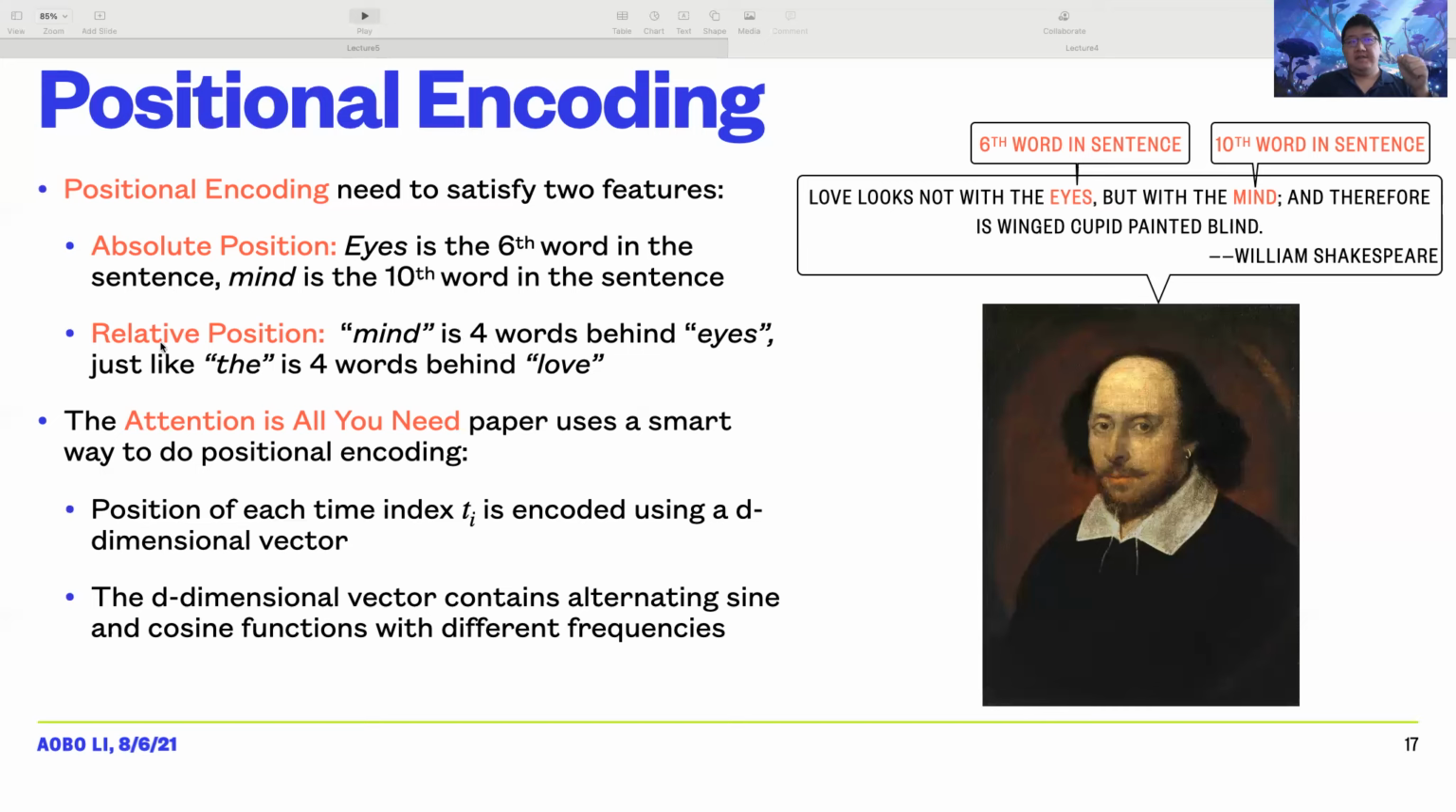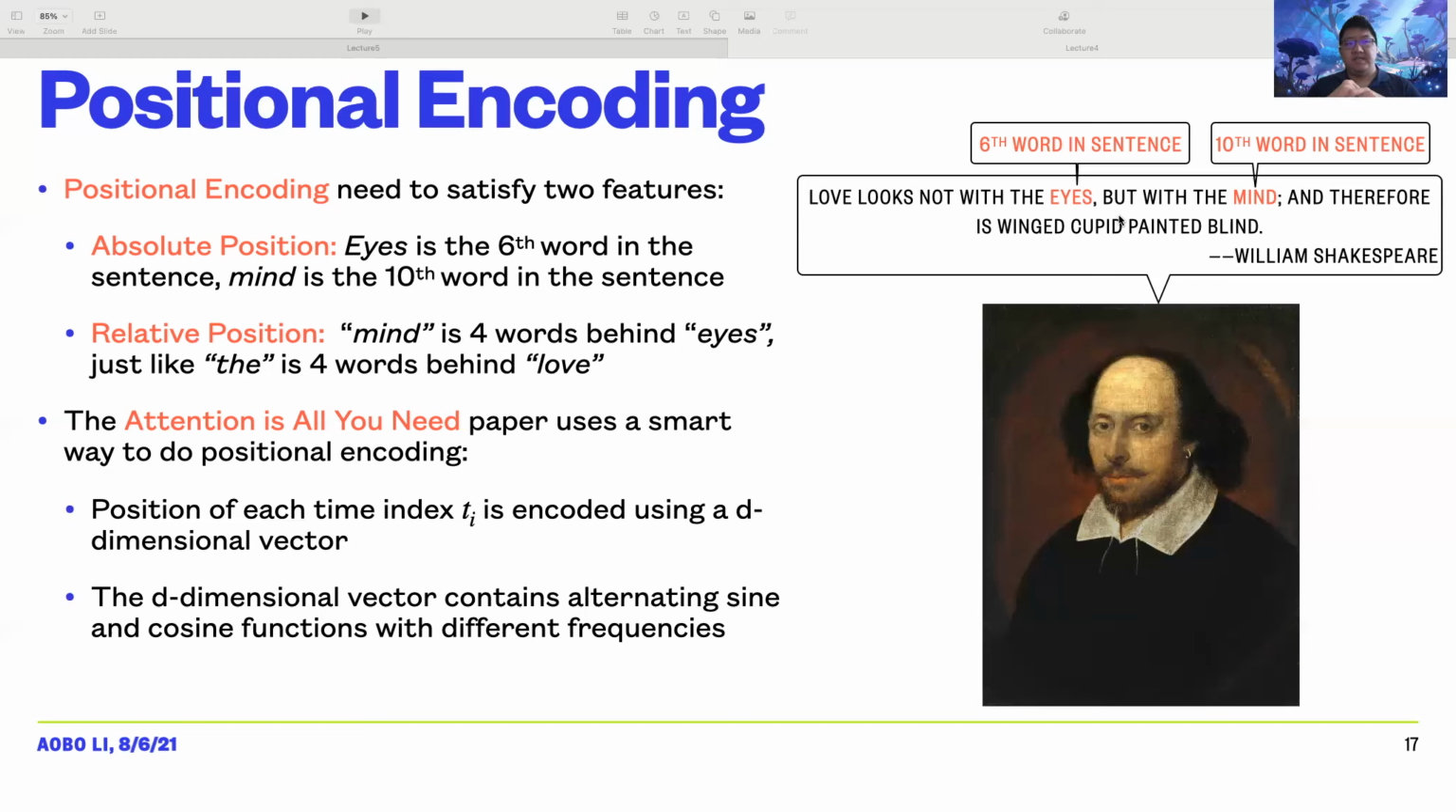The other is what we call the relative position. The word "mind" is 4 words behind "eyes," just like the word "the" is 4 words behind "love." So you need to understand the distance between 2 words. The "Attention Is All You Need" paper uses a very smart way to do this positional encoding.